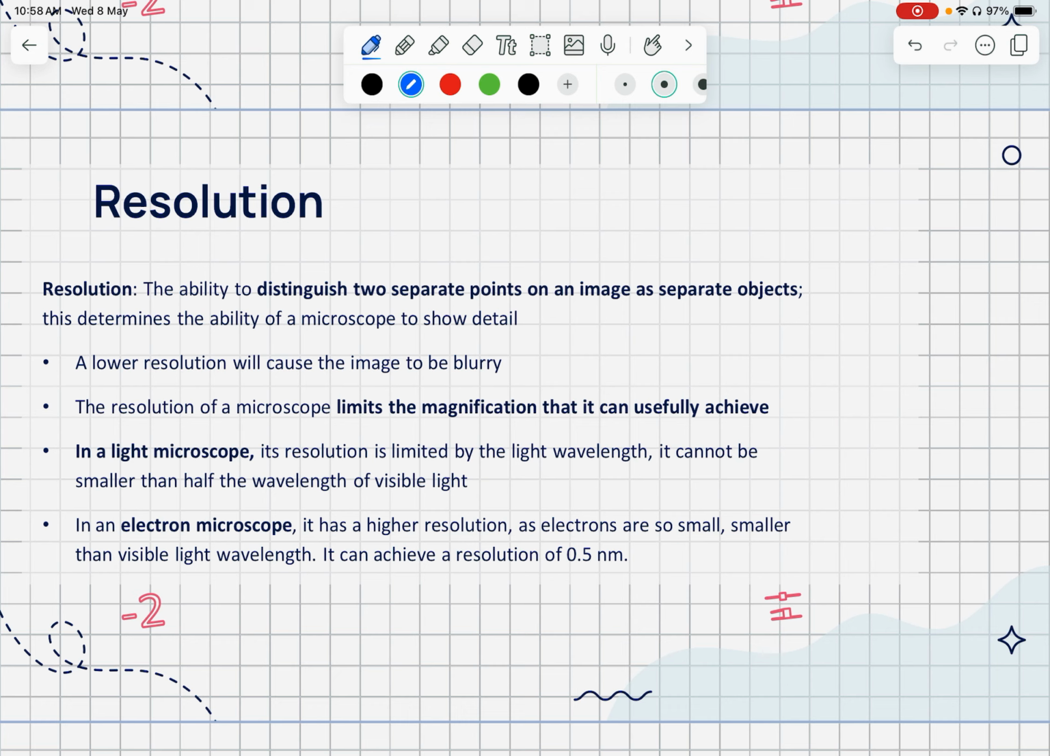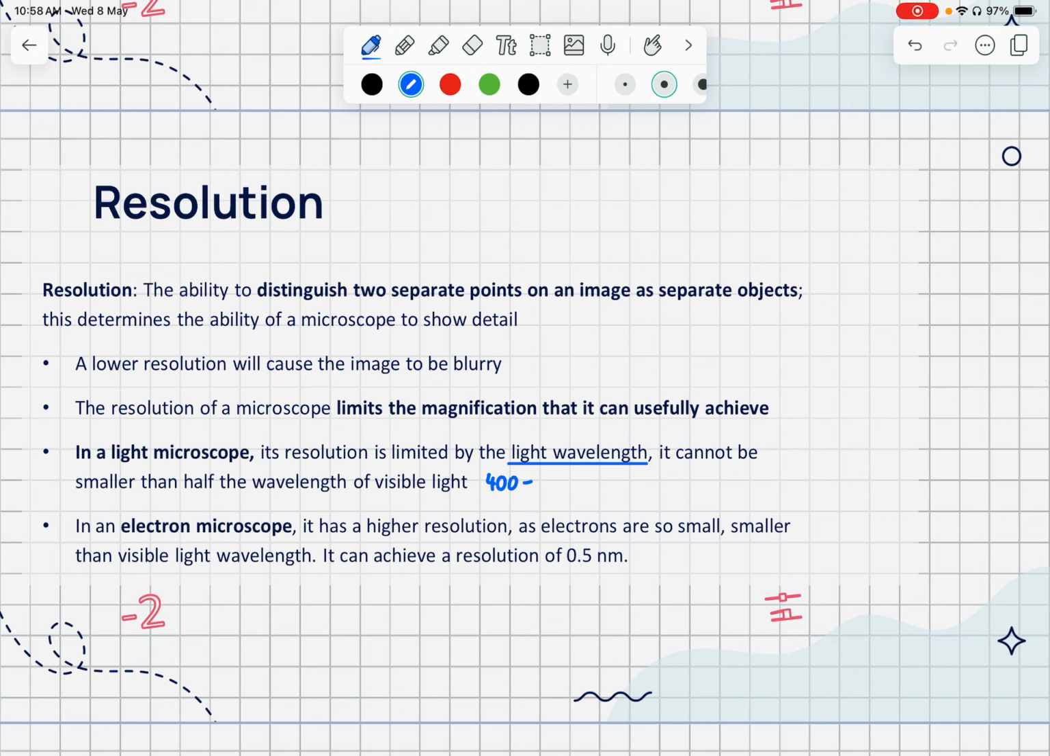So regardless, your resolution has to be really good, so that no matter how large you magnify, you can definitely see two distinct separate points and know that they are also separate objects. And of course, in a light microscope, its resolution is limited by the light wavelength. It cannot be smaller than half of the wavelength of visible light. Visible light is about 400 to 600 nanometers, meaning the light microscope can only view with a resolution of half of it, which is about 200 nanometers.